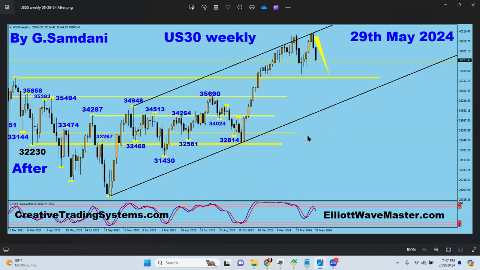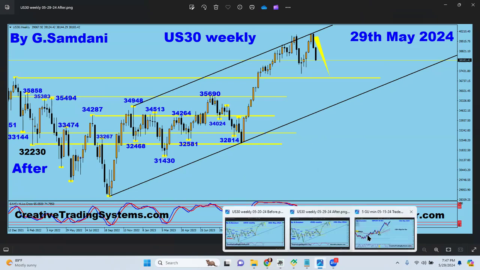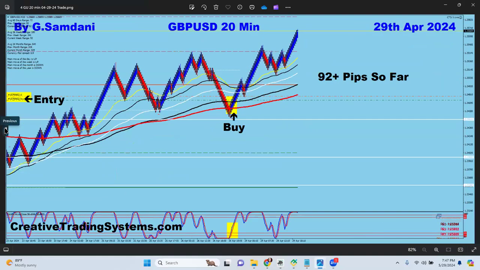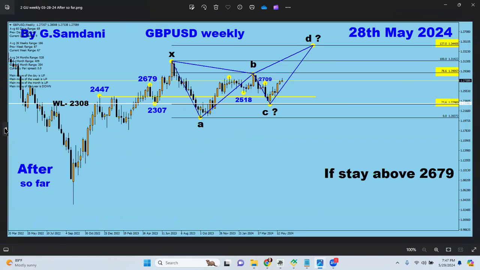So if you are wrong, you lose minimum, and when you are right, you have trades just like you just saw, 130, 92, 100, things like that. Big trades most of the time.